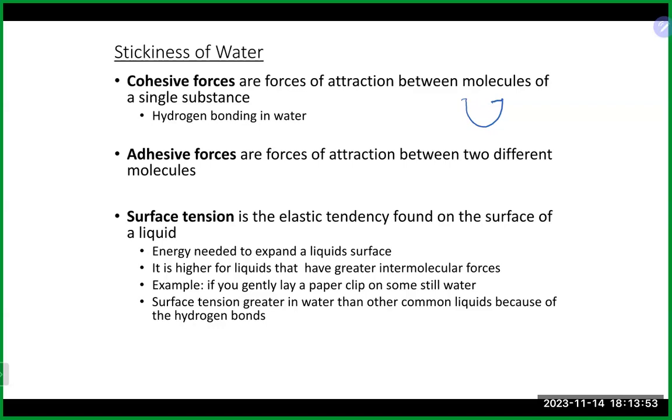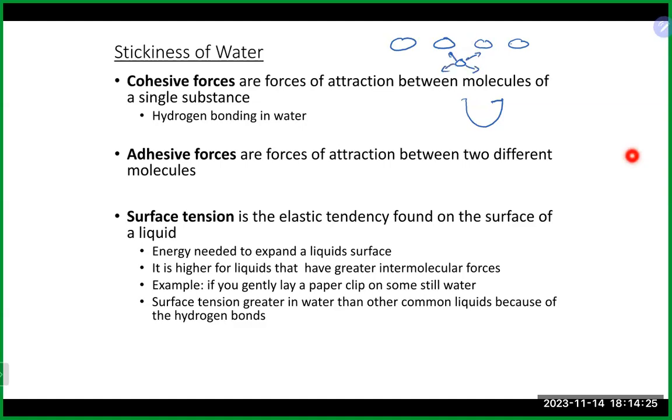Surface tension is the elastic tendency found at the surface of a liquid. So for example, if we have water molecules drawn as wonderful circles here, and some water molecules that are under the surface, a water molecule under the surface is going to have attractive forces, or hydrogen bonding, pretty much all around it.